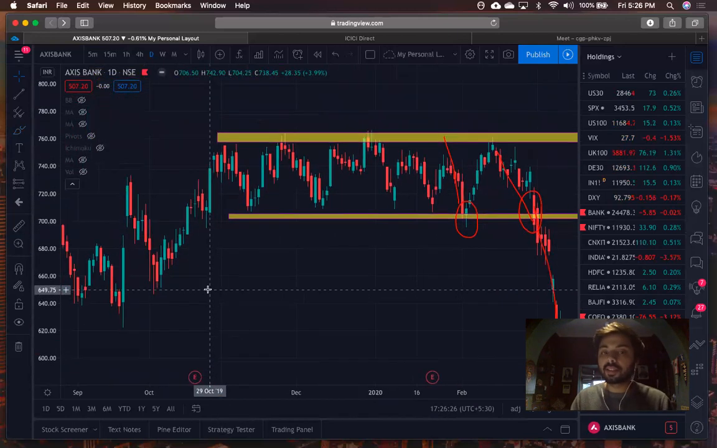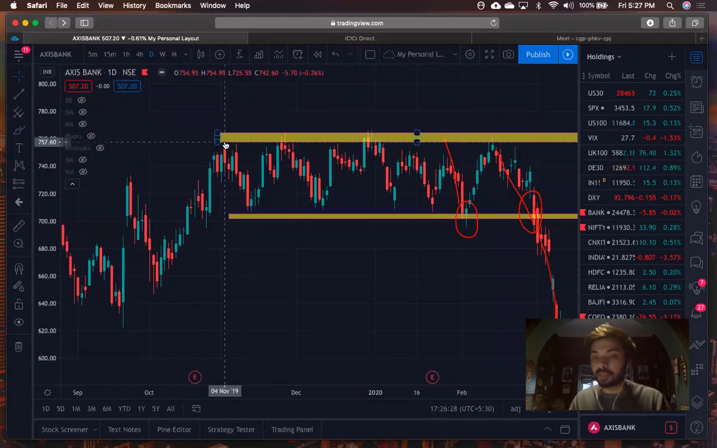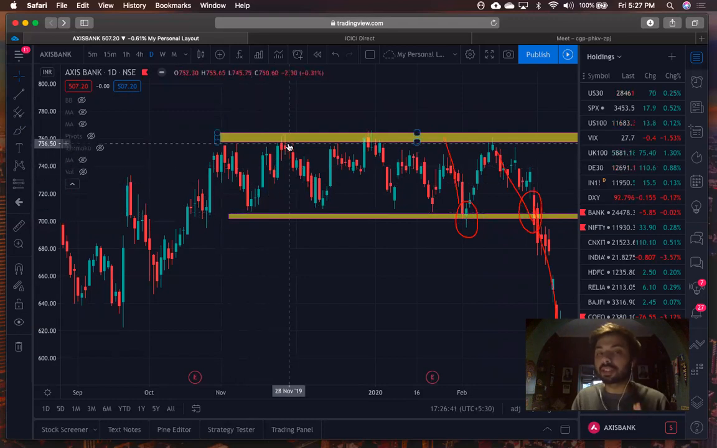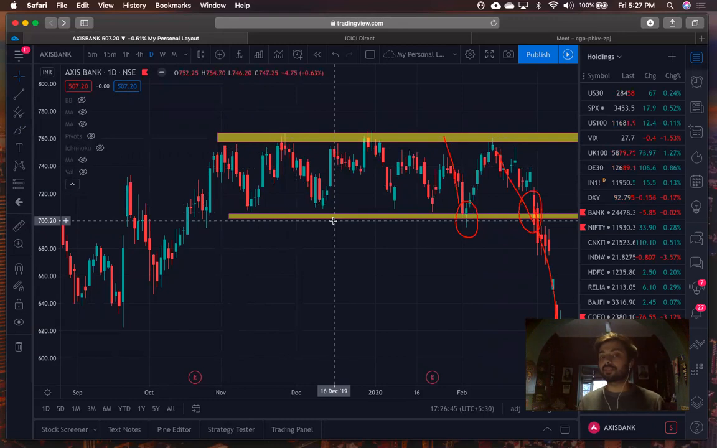So let's say the resistance is placed at 757 level. The support is placed at a 700 round number level. So does that mean your stock has to come to exactly 700 and bounce back? Does this mean your stock has to come to exactly 757 level and bounce back? No, that's not what it means. If you say these support and resistance are levels, it means you have to exactly touch them.